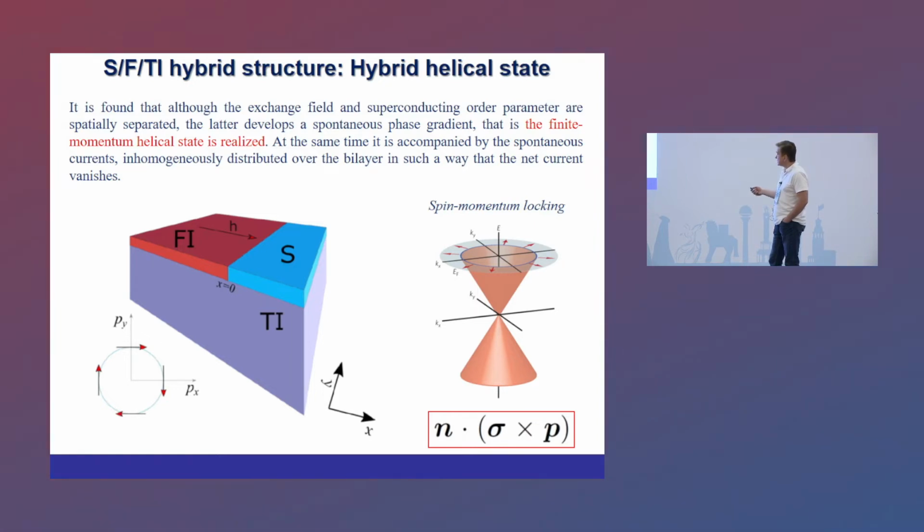So that's why we call it the hybrid helical state. Of course, due to these three ingredients altogether, ferromagnetic order, spin-orbit coupling, and a topological insulator, which produces spin-orbit coupling, we have a helical state, and then of course we have spontaneous currents distributed over the system. And what I should also say, the system is finite in the x direction, but infinite in the y direction.